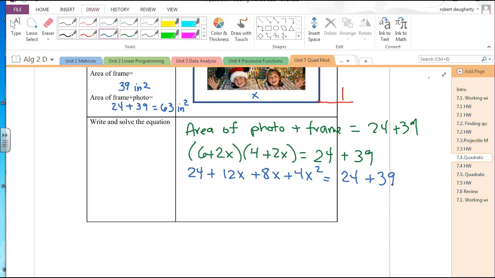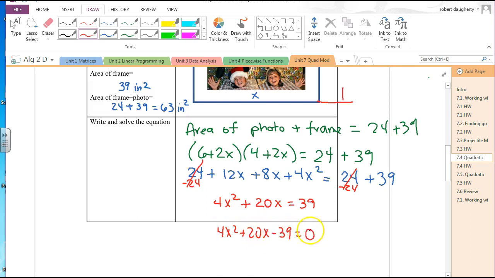Now I can make it a little bit easier. What about this 24 on both sides? Yeah, if I subtract 24 from both sides, that goes away, okay? This becomes 4x squared plus how many x's? How about 20x equals 39? So I can write this as 4x squared plus 20x minus 39 equals 0. How do I solve that?